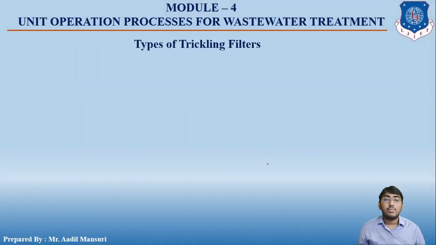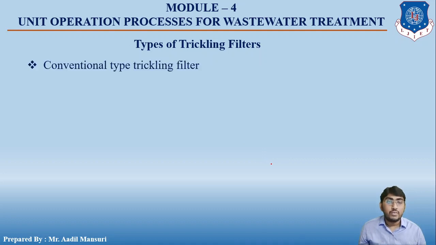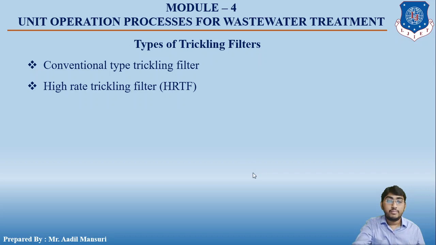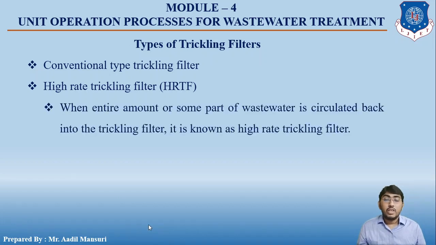So let us now talk about the types of trickling filter. There are two types of trickling filter, that is the conventional trickling filter and the high rate trickling filter. So what is the difference between the high rate trickling filter and the conventional trickling filter? When the entire amount or some part of the wastewater is circulated back into the trickling filter, it is known as a high rate trickling filter.